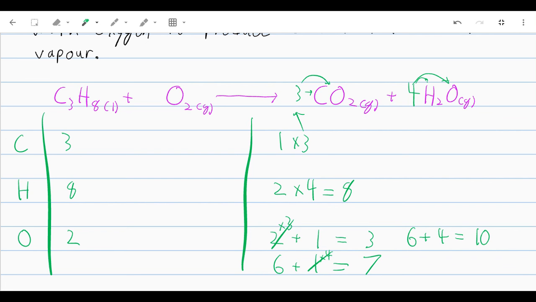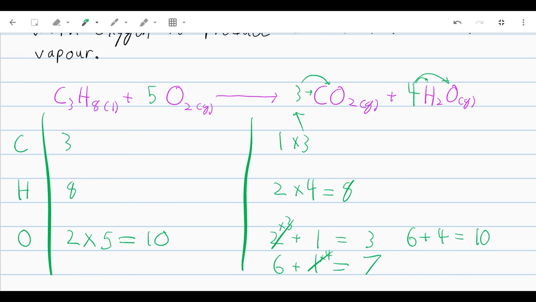I only have 2 in my reactants. That means I need to multiply it by 5. Whatever I do down below, I also have to do up above. And that gives me a balanced equation. I have 1 propane reacting with 5 oxygens and 3 carbon dioxides and 4 waters.